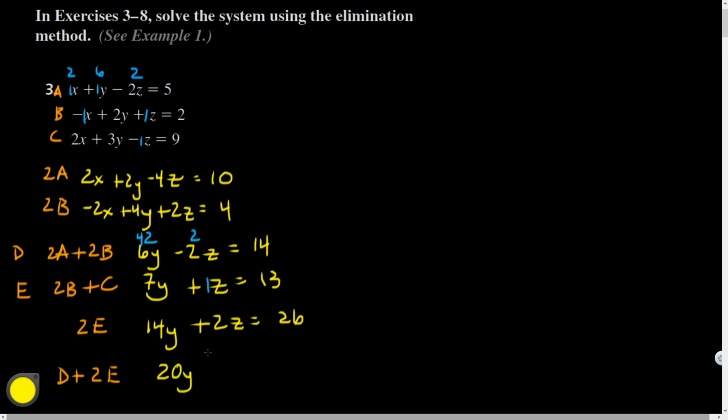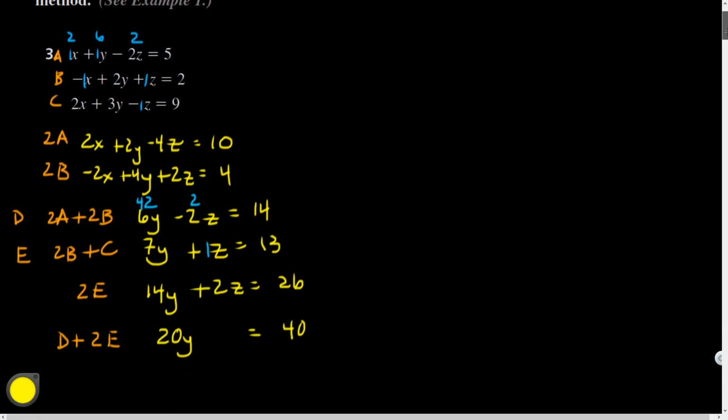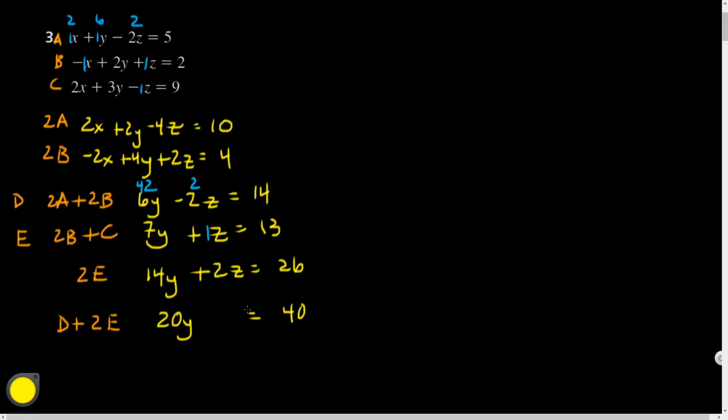Negative 2z, and 2z is no z's. 14 and 26 adds up to be 40. And so what's wonderful about this is that this equation has one variable in it. And so I can just solve, right, using my original solving strategy. And I get y equals 2. But I'm not done. I've still got to figure out what is x and what is z.